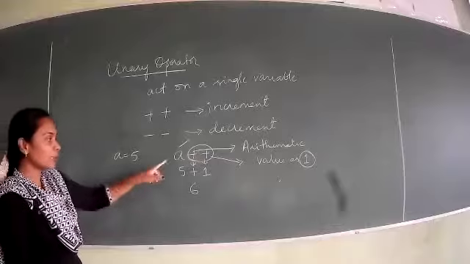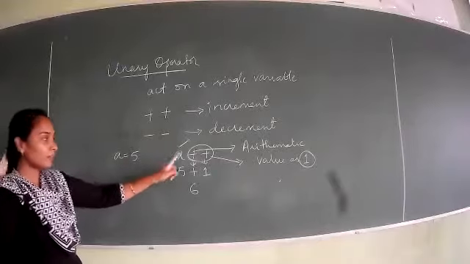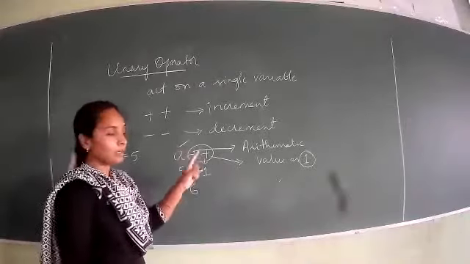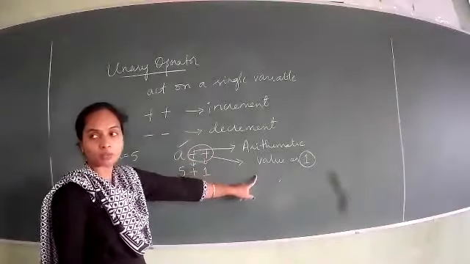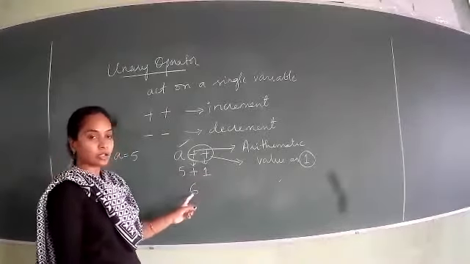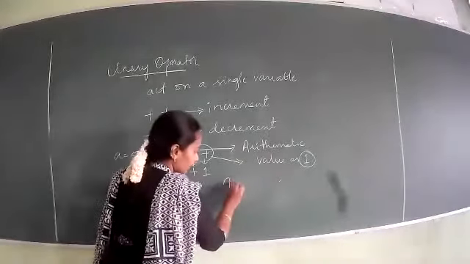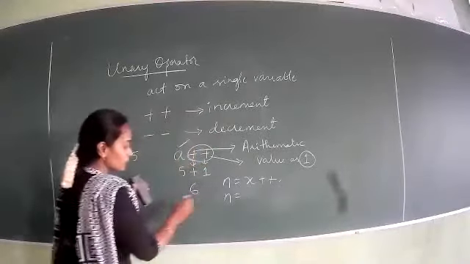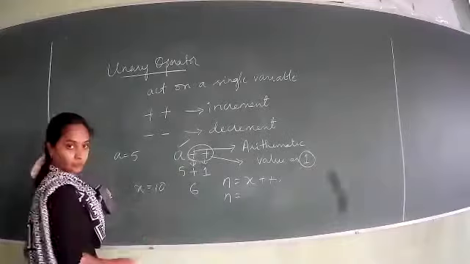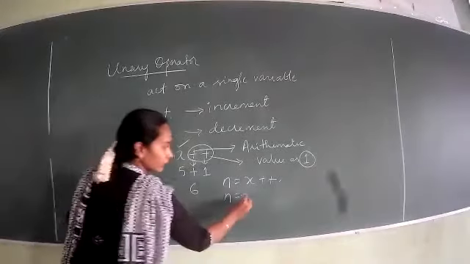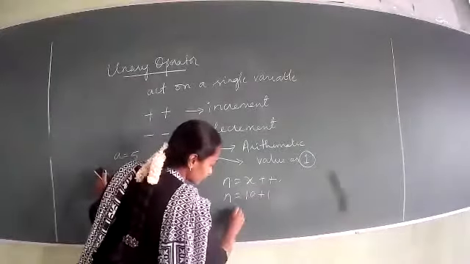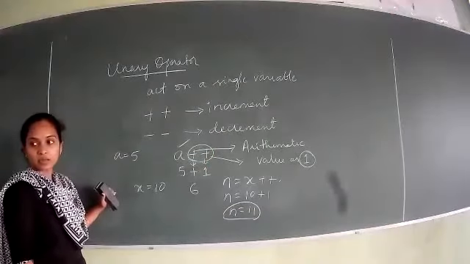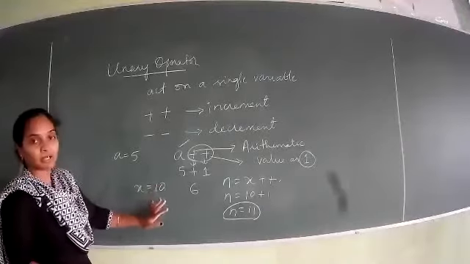The unary operator is acting only on a single variable, and we are giving an increment operator. One operator acts as the arithmetic operator, and another acts as the value 1. So 5 plus 1 is equal to 6. Suppose it is n is equal to x plus plus, and suppose the x value is 10. Then 10 plus 1, that is n is equal to 11. Understood increment operator? This is how the increment operator works.